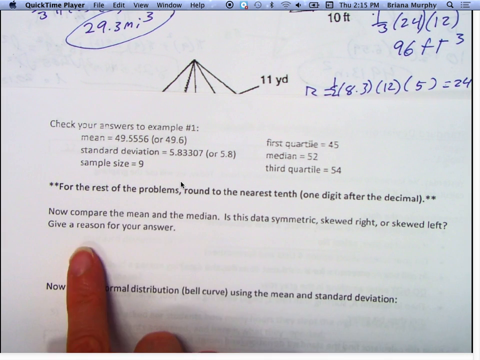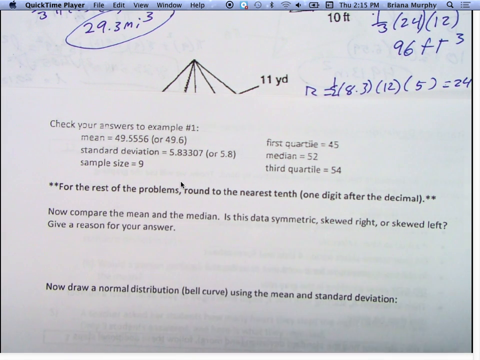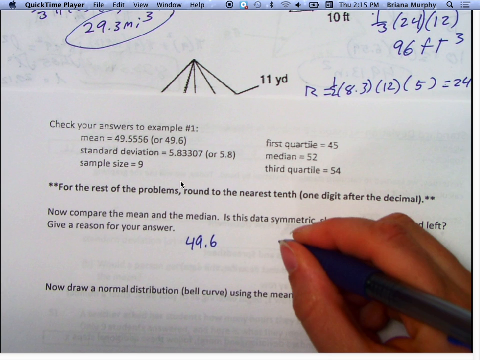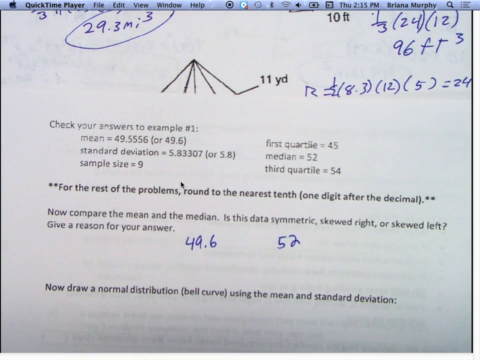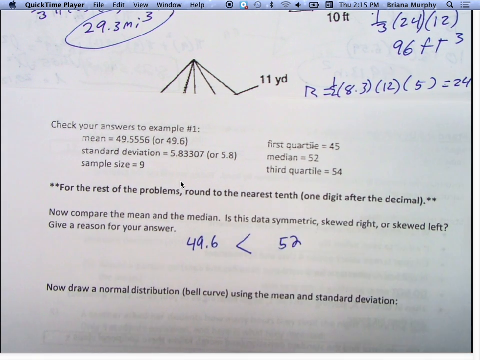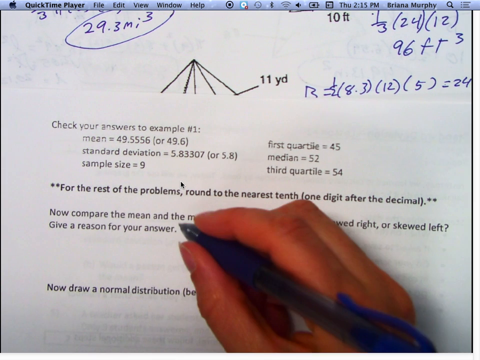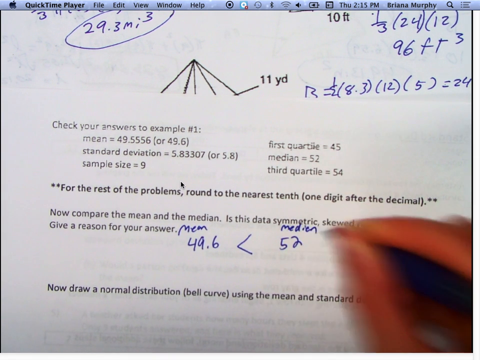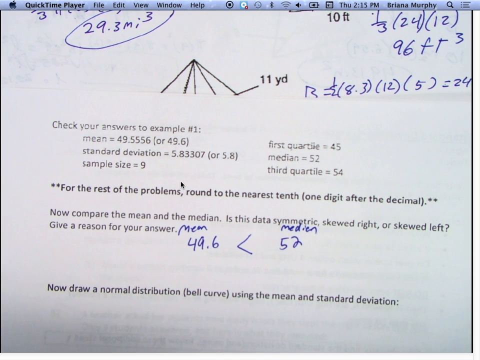Now, compare mean and median. So my mean is 49.6. My median is 52. Which way is the alligator going to eat? 52, because it's bigger. So when the mean is less than the median, is it skewed right, left, or is it symmetric? Skewed left.